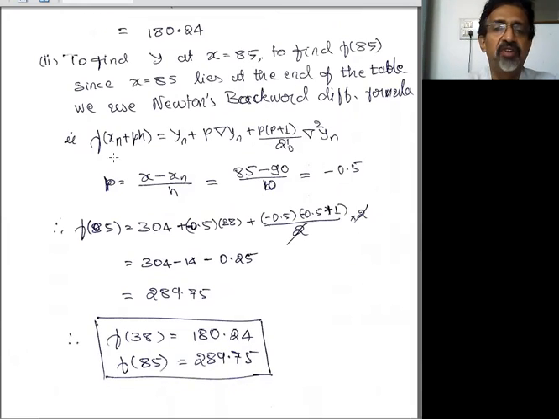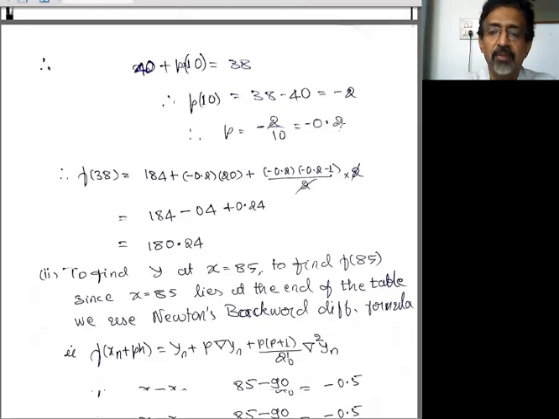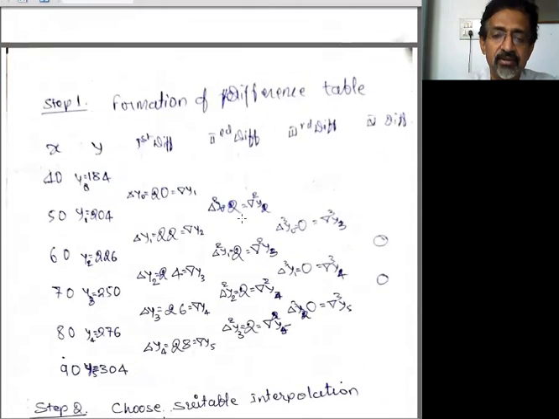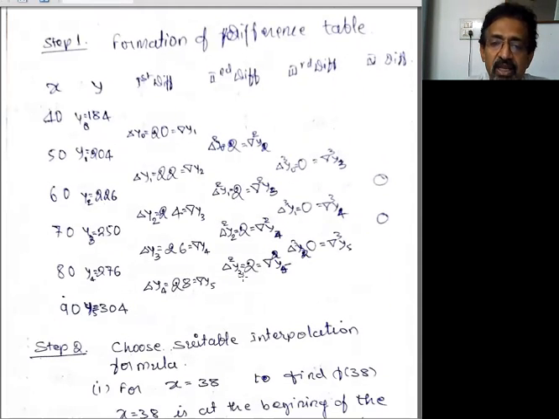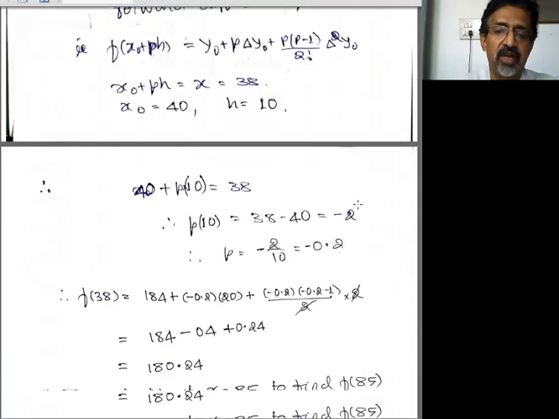So what is Newton's backward difference formula? It is f of xn plus p times h, which is my x, is equal to yn plus p times nabla yn plus p into p plus 1 by 2 factorial nabla squared yn. So what are nabla and nabla squared and all? Nabla of yn is 28 here. Nabla squared of y5, because n is 5 for me, the last value of the table. So y5 is 304. Then nabla y5 is 28, then nabla squared y5 is 2. Nabla cube and all are zeros. So I make use of these values here.